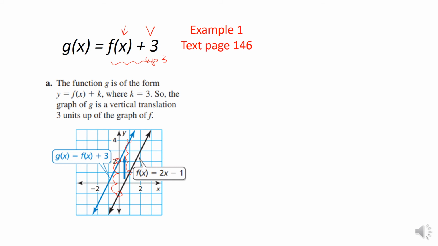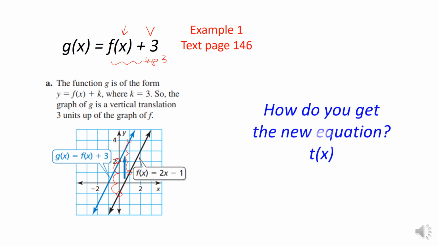Okay, so now that we've done that, how do we get the new equation? Well, remember that we take the original equation, the 2x minus 1, and since it's vertical, it doesn't affect just the x, so we're just going to add it on to the end. Then we combine our like terms and we get g of x equals 2x plus 2, and now we check to see if that graph works. So where's our y-intercept? Yep, it's right there at 2, and is our slope still 2 over 1? And it is, so we've got the new equation.